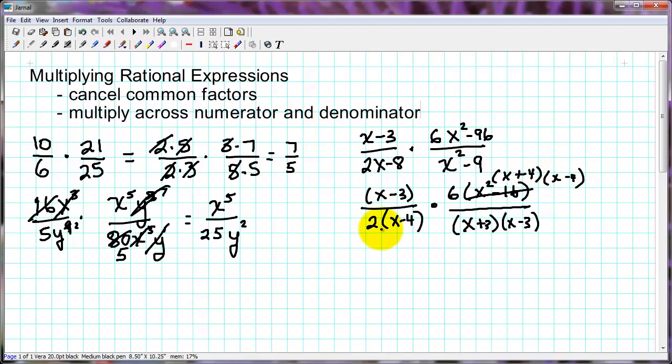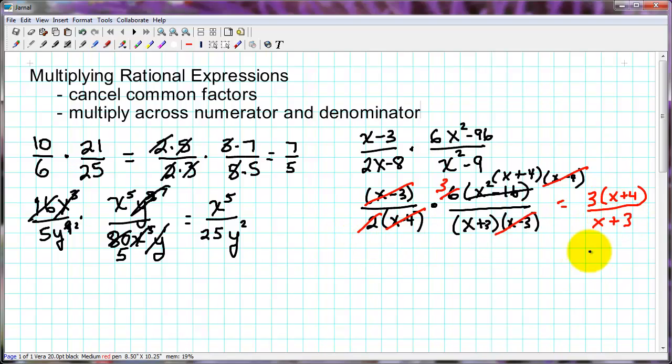Now after we have everything factored, now we can look to cancel. Let's change colors here so we can see the canceling. So we have an x minus 3 and an x minus 3. We have a x minus 4 and an x minus 4. 2 divides into 6 3 times. And I think now we have canceled everything that we can, so our final answer here is going to be 3 times x plus 4. That's what's left on the top. And on the bottom we have this x plus 3.